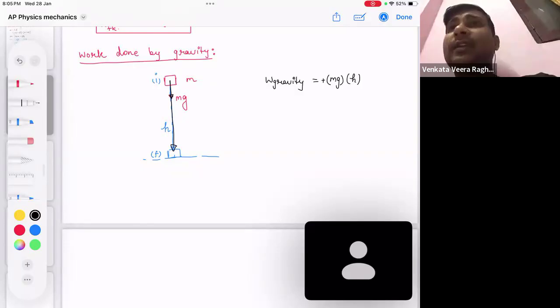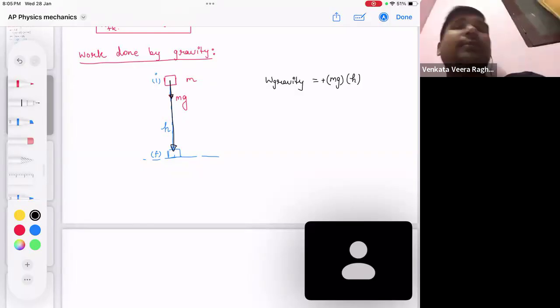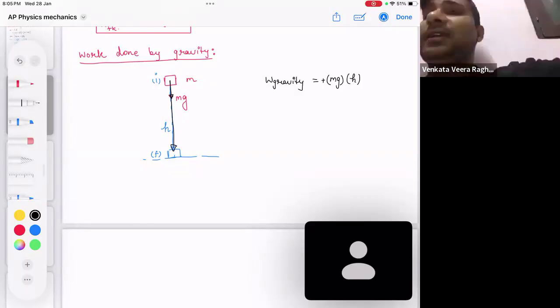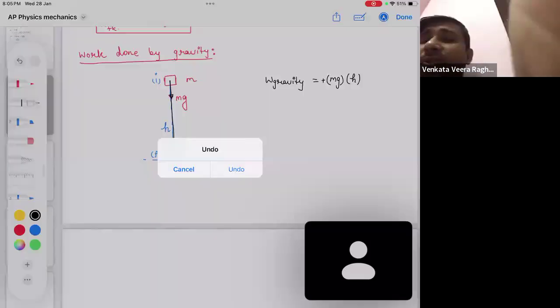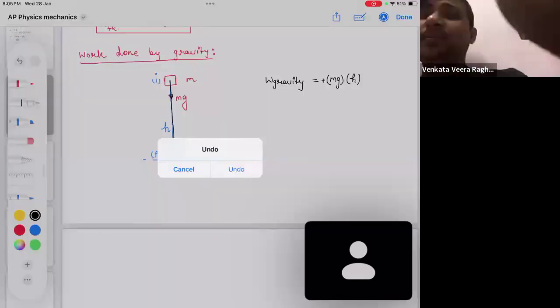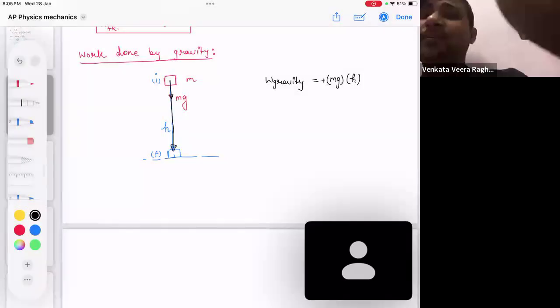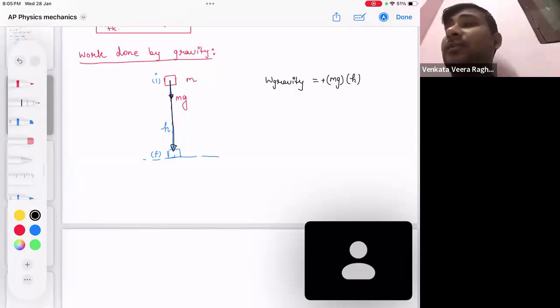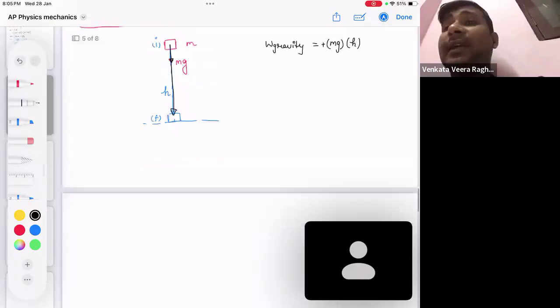positive. Same thing, if the particle goes in the upward direction, from initial to final point, if the movement happens in the upward direction, then the work done by gravity is going to be negative. Understood? So work done by gravity can be positive or negative, both, depending on the direction of displacement of the particle. Okay, so this is the work done by gravity. What will be the work done by spring force?